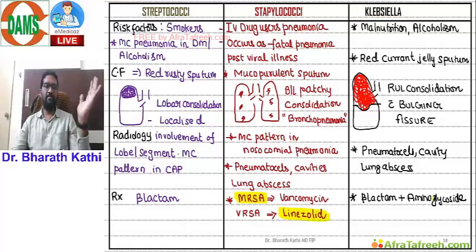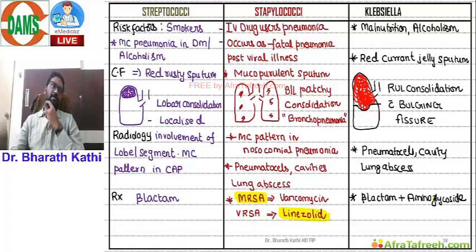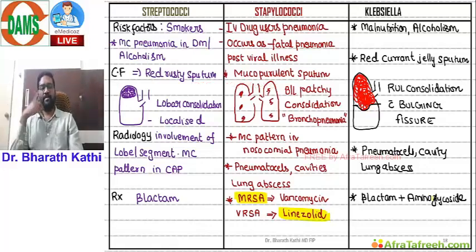But the definitive diagnosis for Streptococcus, Staph, Klebsiella is always culture. So if you can find the organism in culture, that will be the definitive organism. But meanwhile, in pneumonia, you cannot wait till the culture results arrive, because if you wait, the infection can progress and the patient can develop hypoxemia, sepsis, empyema, lung abscess, all those complications. You have to start empirical treatment, and depending upon the culture sensitivity reports, you can change the antibiotic. So these are the various presentations of Streptococcus, Staph, Klebsiella.